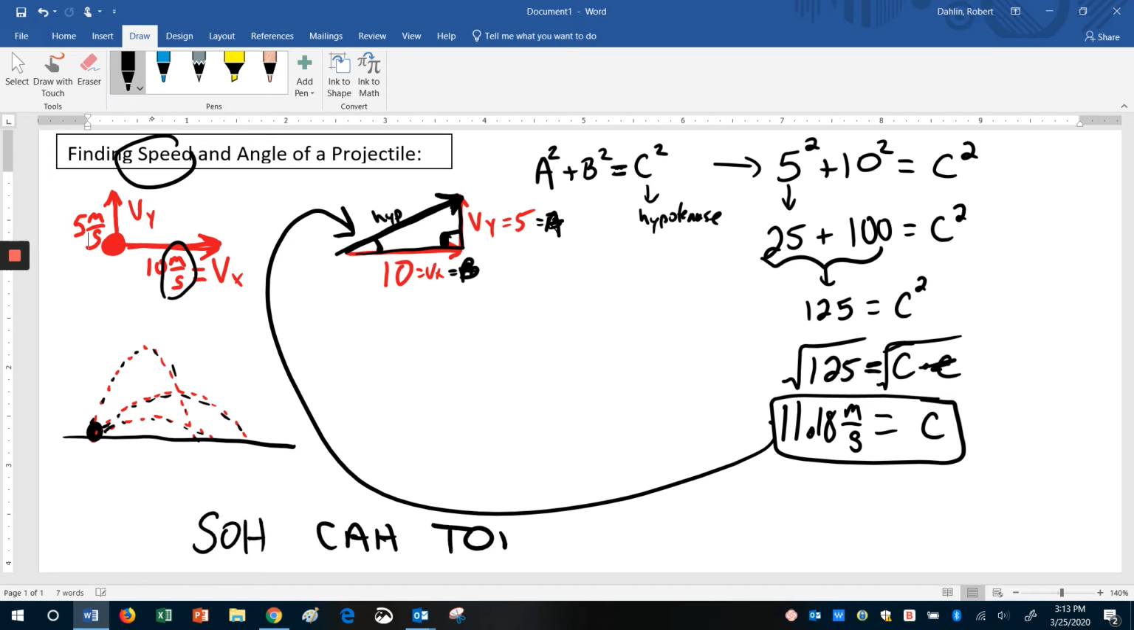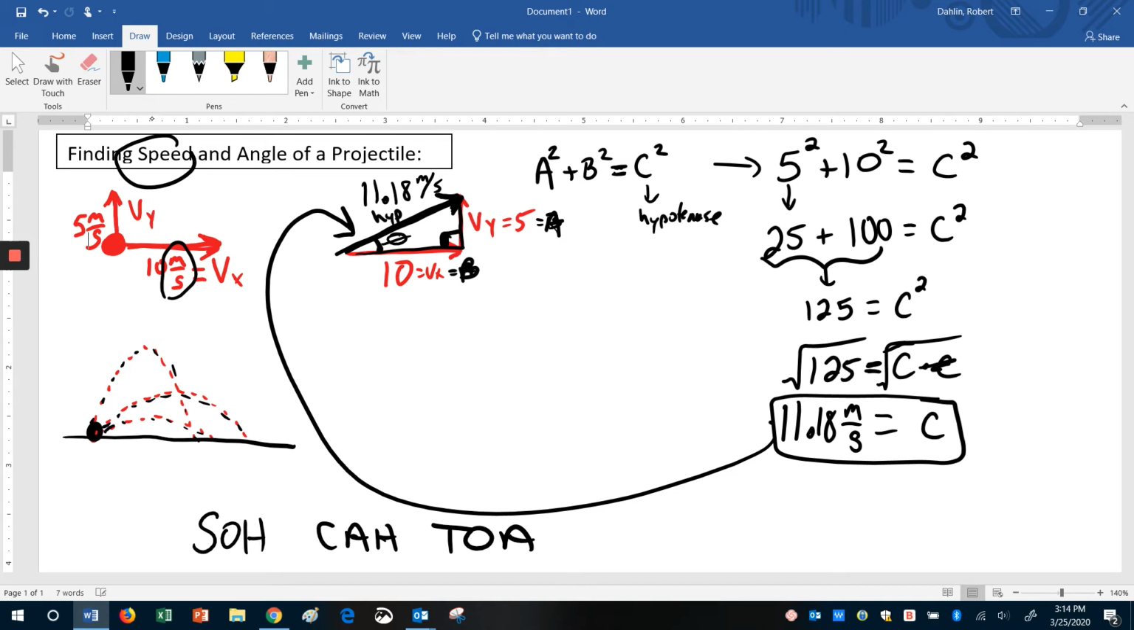Okay, so SOHCAHTOA basically says if you're trying to find this angle here, I'm going to call this theta. That's the symbol we usually use. You can use the sides of the triangle to help us figure out what that angle should be. Now that we know all three, I'm going to recommend something here.